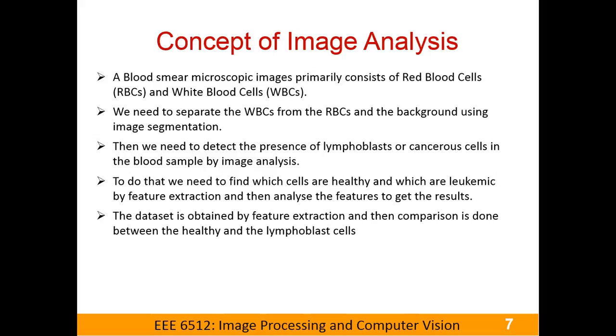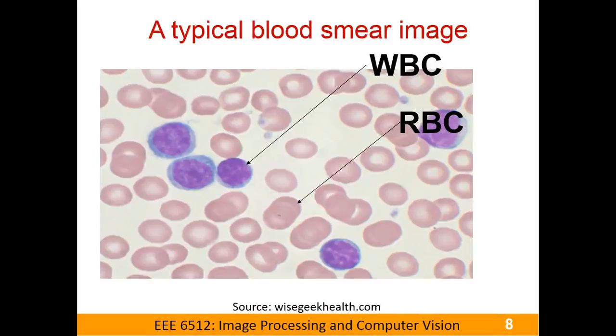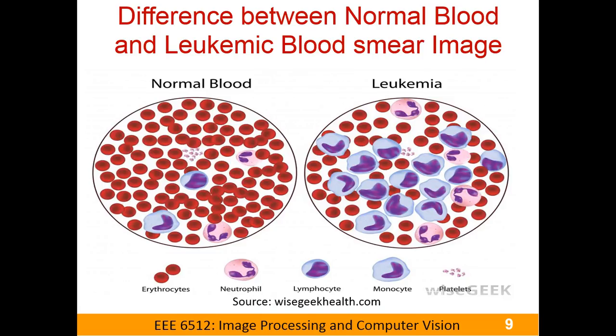I would like to first explain ALL. As we can see, here is the difference between a normal blood smear image and a leukemic blood smear image. As we can see on the right, there is an uncontrollable proliferation of white blood cells in ALL. The number of WBCs drastically increases as compared to a normal blood smear image, as shown on the left. So this is the basic difference.